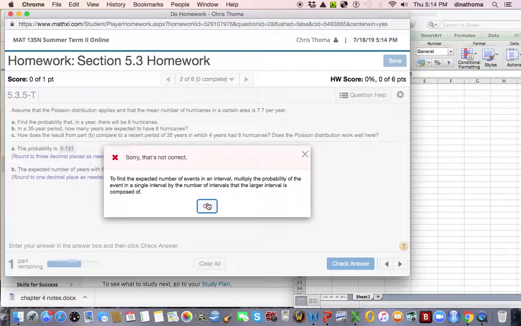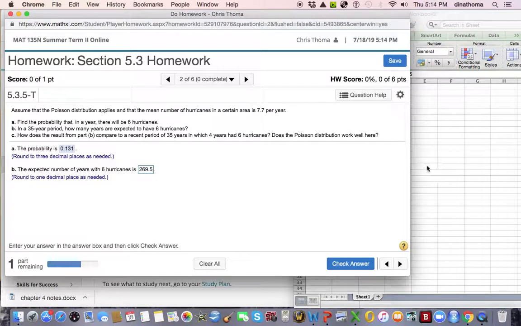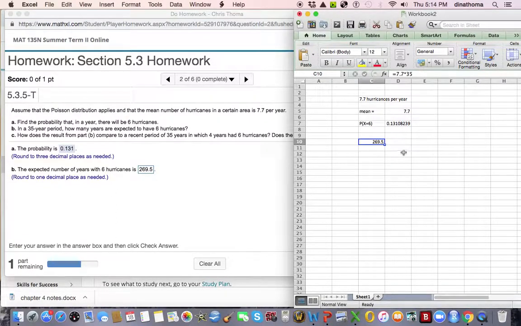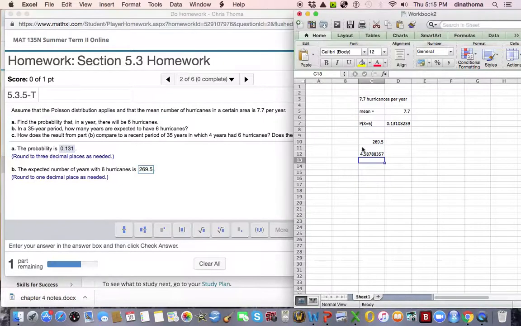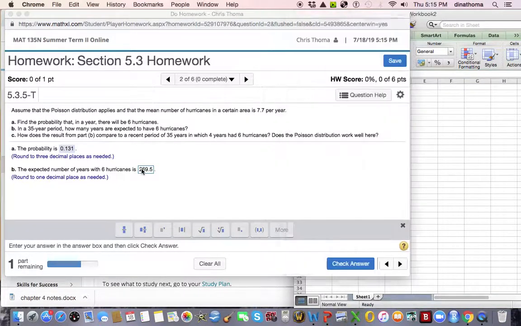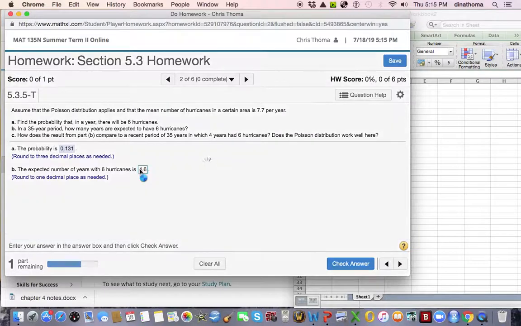Oh. All right. So they say multiply the probability. I thought they wanted a new mean. So let's do it their way then. They say take 35 and times it by our probability. Oh, that makes more sense. I answered the wrong question. They want to know how many years do we expect to have exactly 6 hurricanes. It is 4.6 years in a 35-year period.